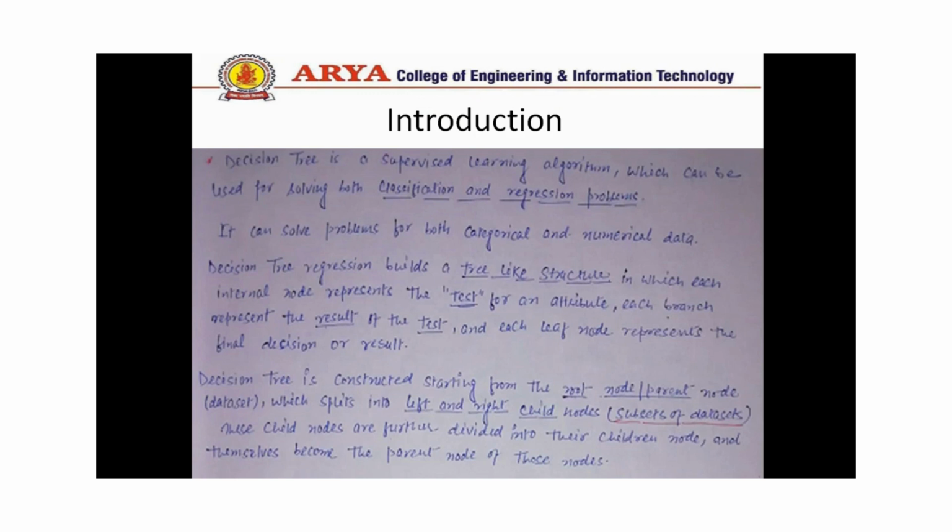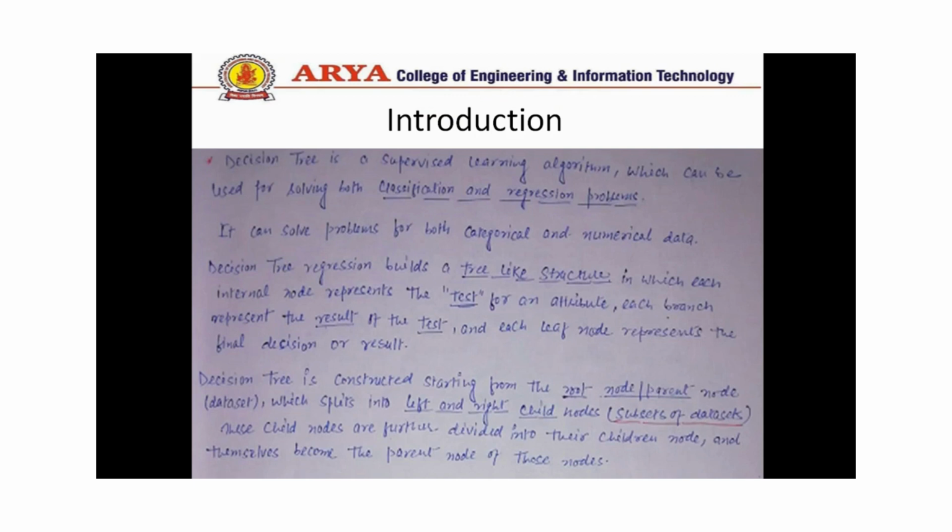Decision tree regression builds a tree-like structure in which each internal node represents the test for an attribute, each branch represents the result of the test, and each leaf node represents the final decision or result. As we know, a tree is a data structure in which we have a root node, internal nodes, and leaf nodes.